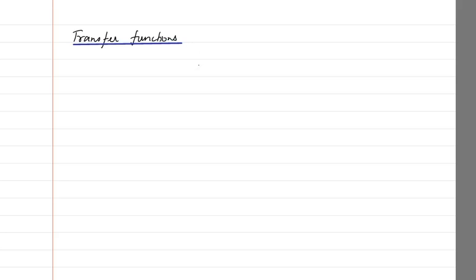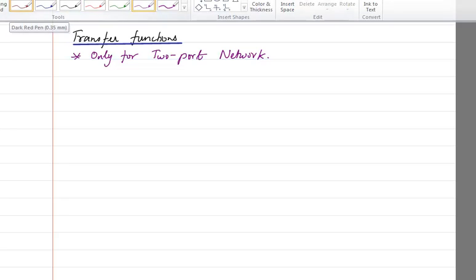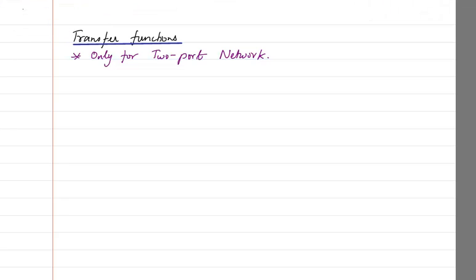Now since we are talking of other port, we can have it only for a two port network. It's not for a one port network. It is only for two port networks. And for that we will have four different kinds of transfer function. Okay, but before that let me write the definition.